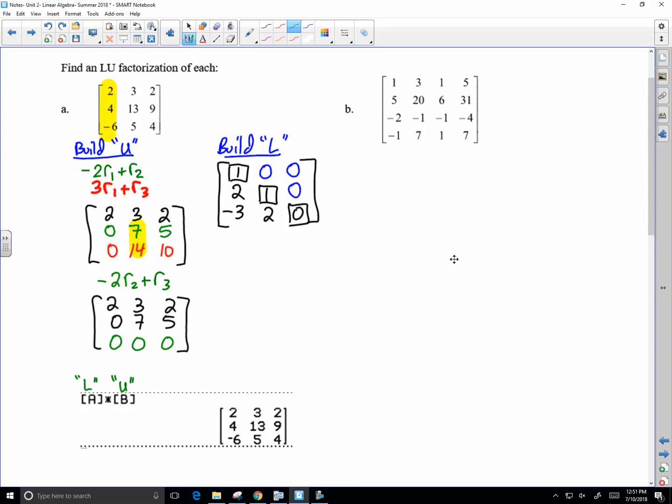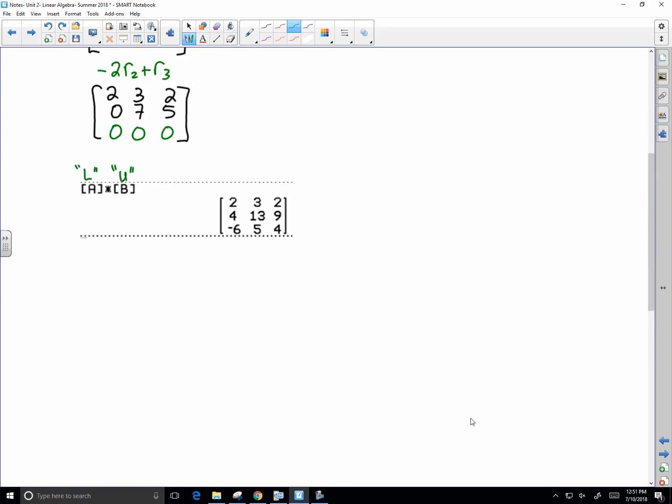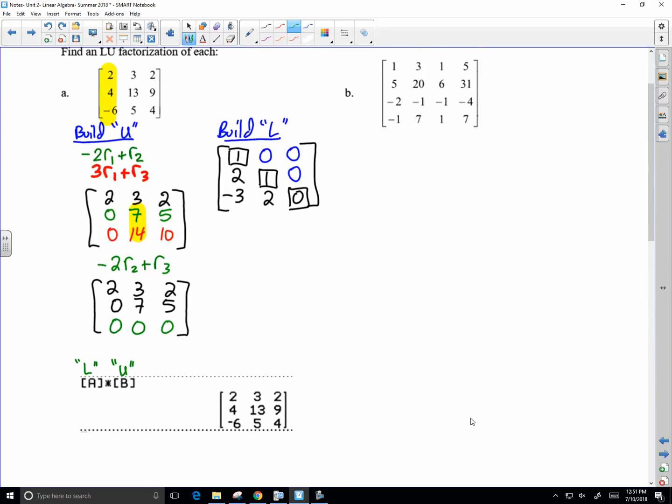Although the algorithm works even for more complicated situations, you do have to carry out the row reduction part of it. So in the part where we're building U, you could organize it any way you want.